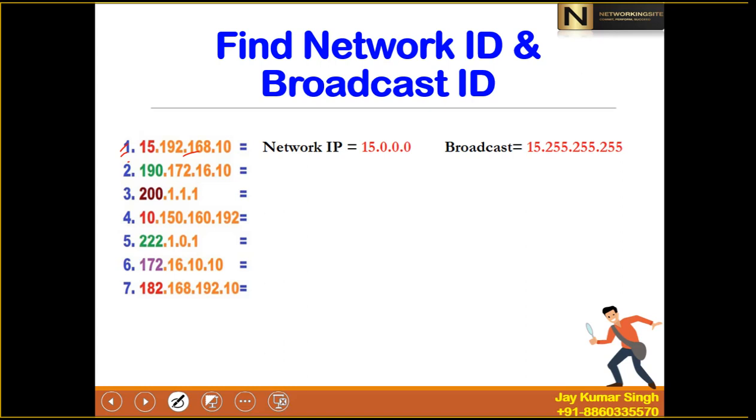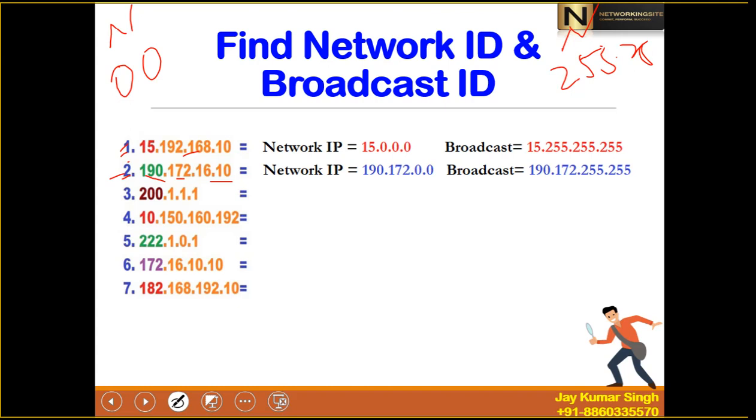Is it 190.0.0.0? No, this belongs to which class? Class B. Class B has two bytes of network and two bytes of host. So always keep in mind, for the network ID all the host part will be 0. For the broadcast, all the host part will be 255. But we cannot modify anything in the network part. The network is default. So for the second one it is like this.